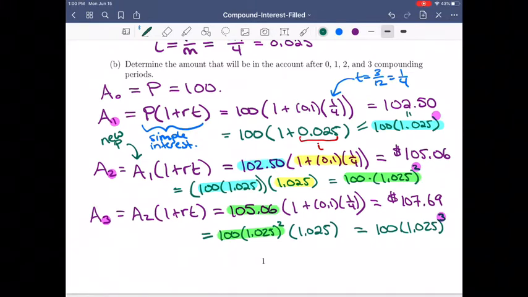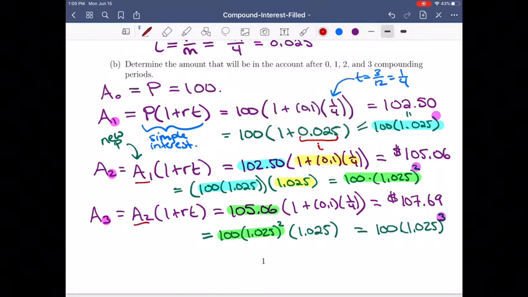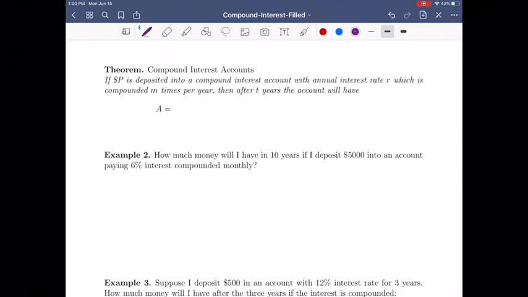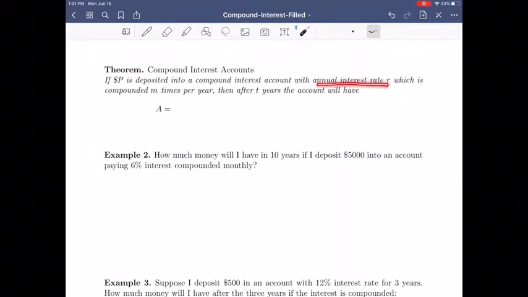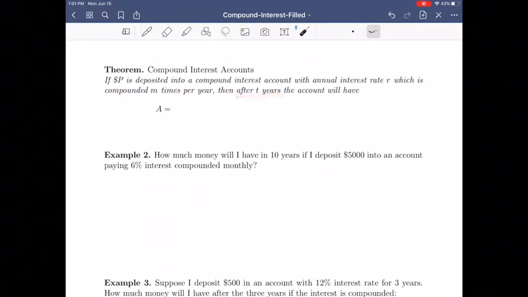How the formula comes is just from changing your P value each time, because you want to apply interest onto the new amount that you have, because you're allowed to use interest on interest. Hopefully that convinced you. So the compound interest formula: if you have a compound interest account and you deposit P dollars with annual interest rate r, compounded m times per year, after t years, A is your future value.